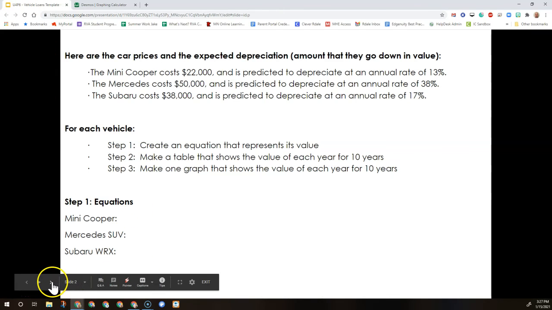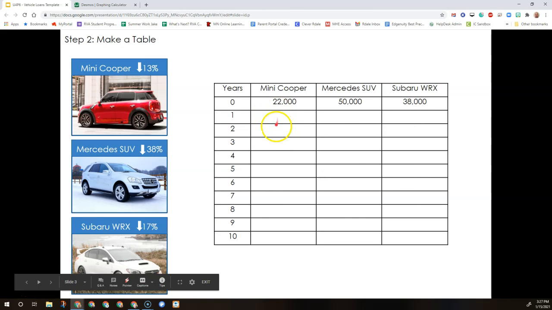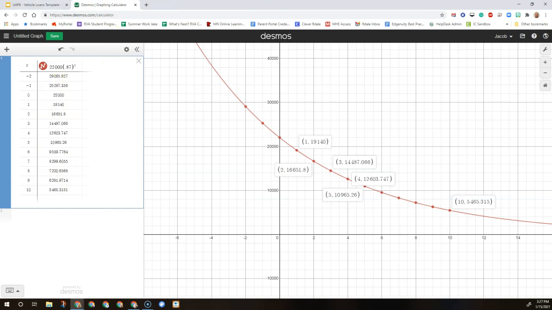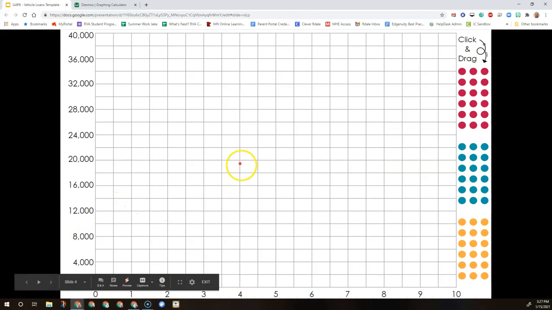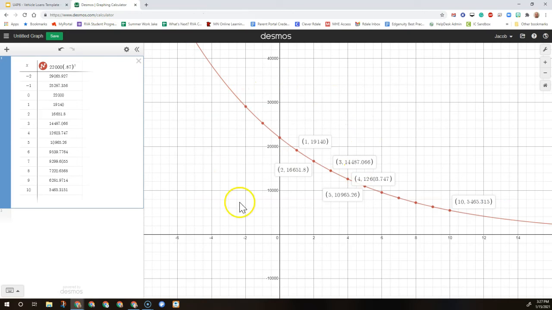Because this slideshow is going to ask you for the equations. It's going to ask you for the table. So there we go. Remember, we have the table right here. So there's your answers. And then it's going to ask you for the graph. And I don't care if you just insert graphs like this for all 3 cars.